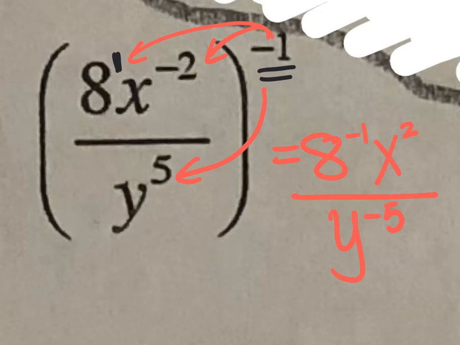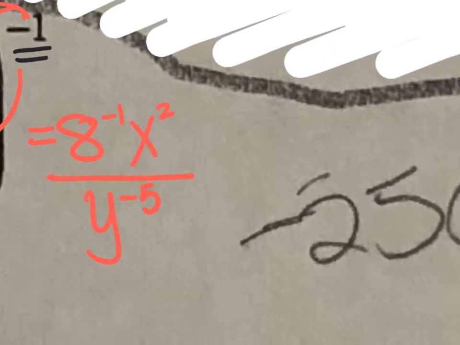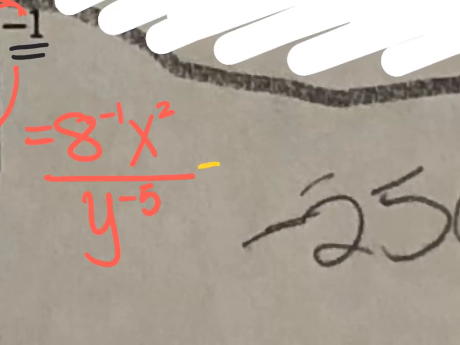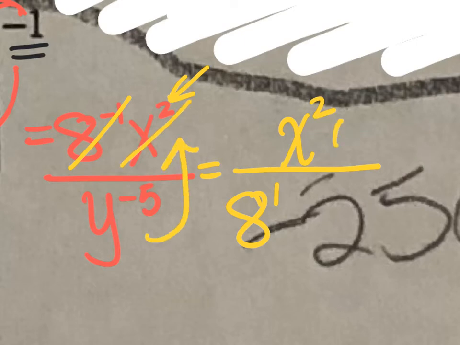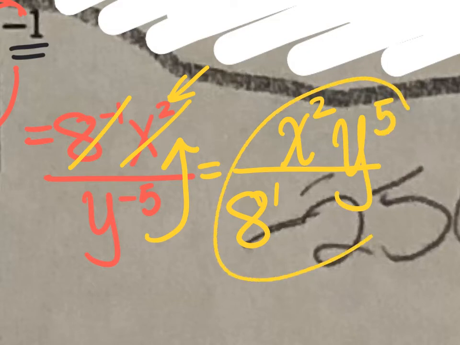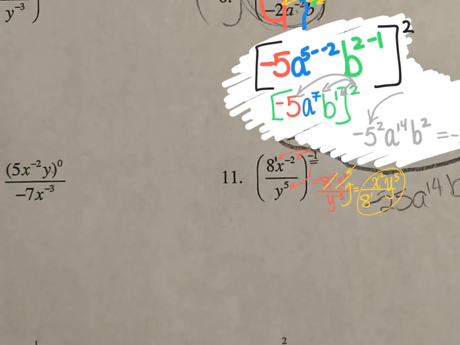Now we can kind of clean things up a little bit. And by doing that, my 8 is going to drop to the bottom to make that exponent positive, giving me 8 to the first. The x squared is going to stay because it is positive. And then my y to the negative 5th is going to move up top to then make it positive as well, giving you a final answer of x squared y to the 5th over 8 to the first.